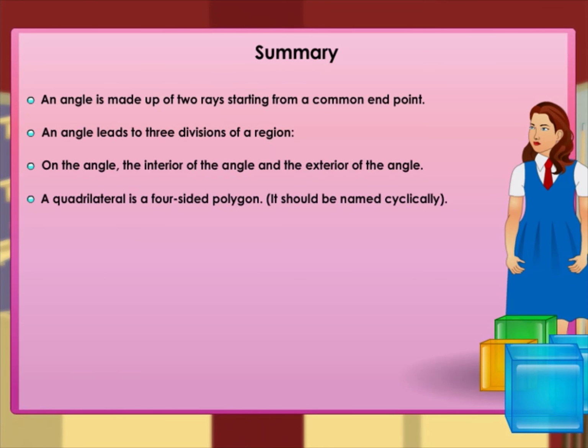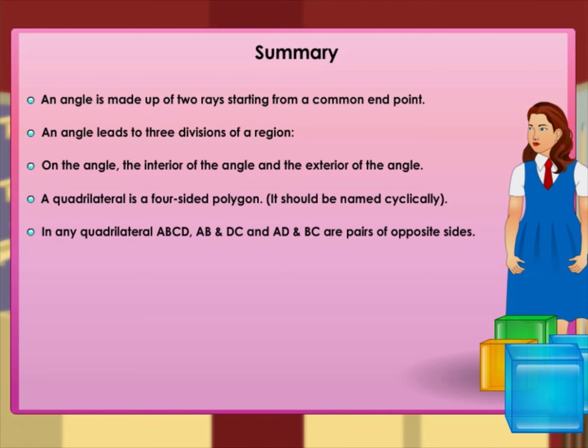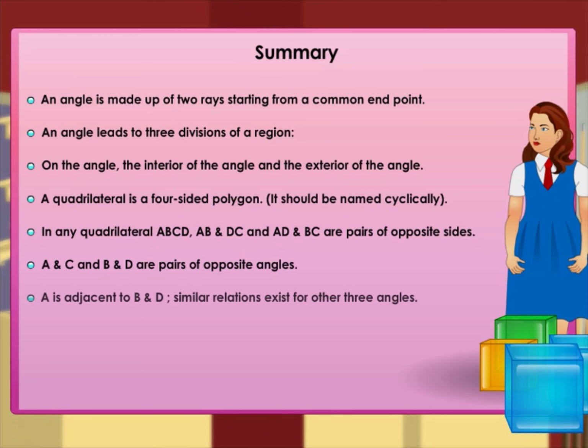It should be named cyclically. In any quadrilateral ABCD, AB and DC, and AD and BC are pairs of opposite sides. A and C and B and D are pairs of opposite angles. A is adjacent to B and D. Similar relations exist for other 3 angles.